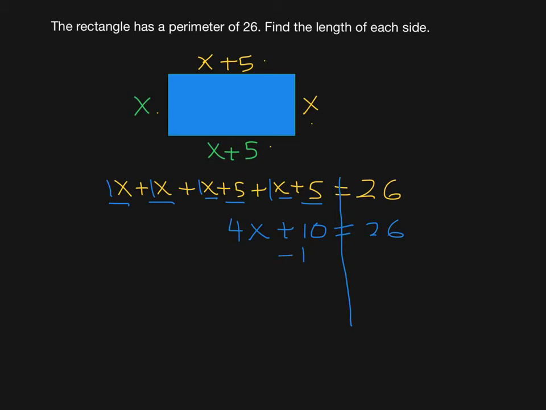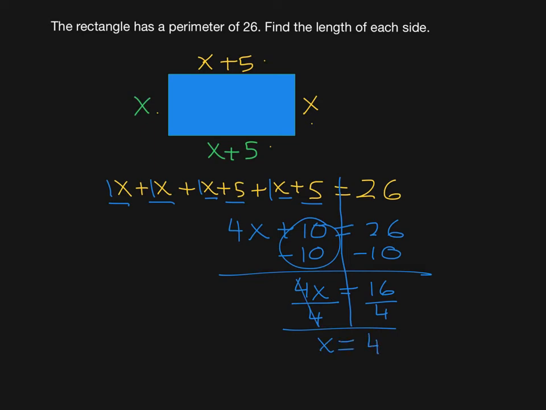Now, it's a two-step equation. We know how to solve this. We undo the addition by subtracting. 4x equals 16. And now we undo the multiplication by dividing. Divided by 4. 1x equals 4 is our solution.